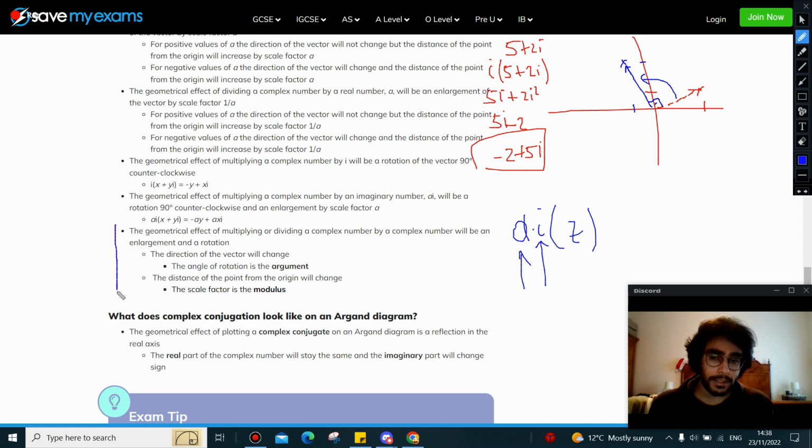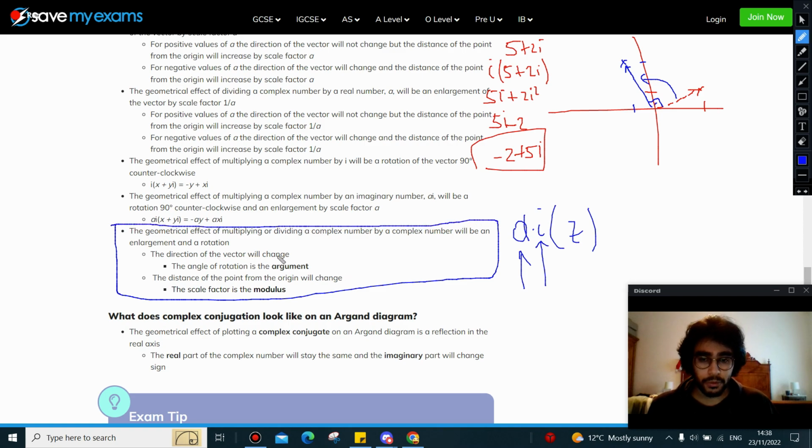So this part is more complex compared to the remaining ones. It's important that you keep in mind the direction of the vector will change. Direction is a very important factor in geometry. So the angle of rotation will be your argument, so how much you will rotate is actually the angle that you're having. And then the distance of the point from the origin will also change, and the scale factor will be just the modulus of your complex number.